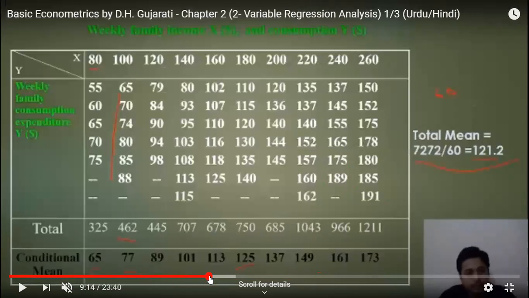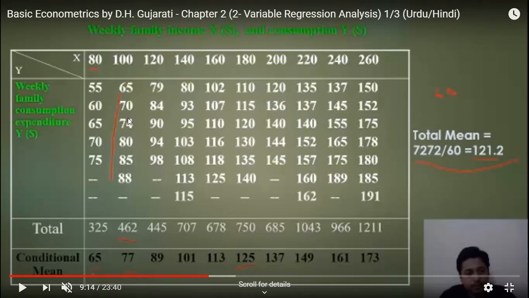Okay, one more time. Look at these values. What are these values? These are income values. What are these values? Conditional mean of what? Of income? No, of consumption, sorry. Of consumption. There are two variables we are concerned with: income and consumption.